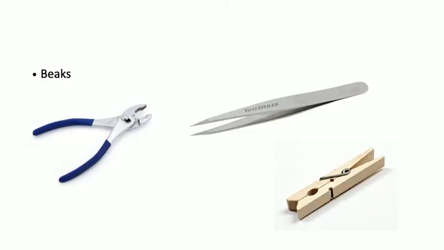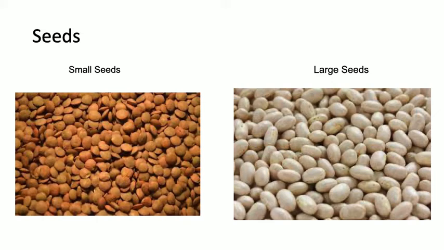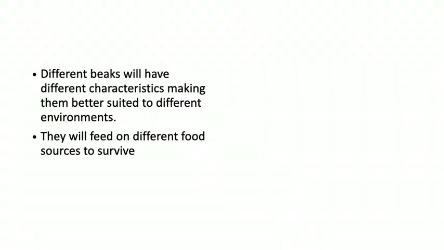This lab uses 3 different beaks: pliers, tweezers, and clothespins. There are also smaller seeds, seen on the left, and larger seeds used on the right. These are used to represent different food sources. Different beaks will have different characteristics, making them better suited to different environments. They will feed on different food sources in order to survive.